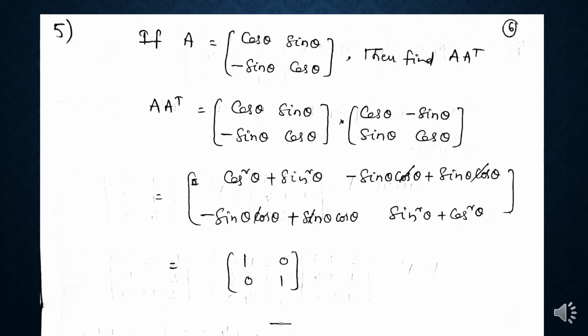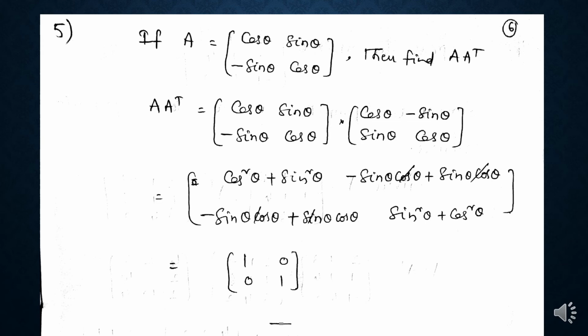See the fifth problem. If A is equal to [cos theta, sin theta; minus sin theta, cos theta], then find A into A transpose. A transpose is [cos theta, minus sin theta; sin theta, cos theta], where the first row becomes the first column and the second row becomes the second column.